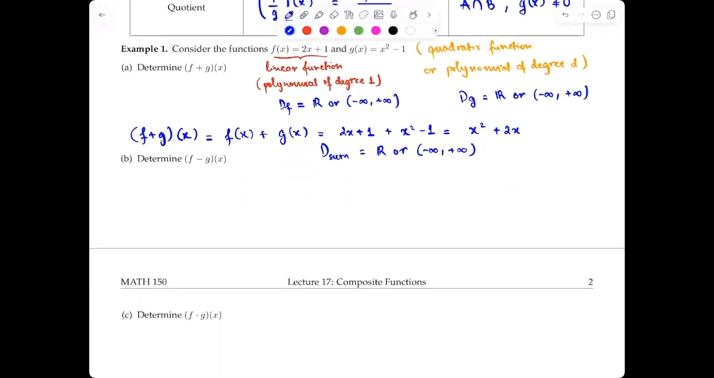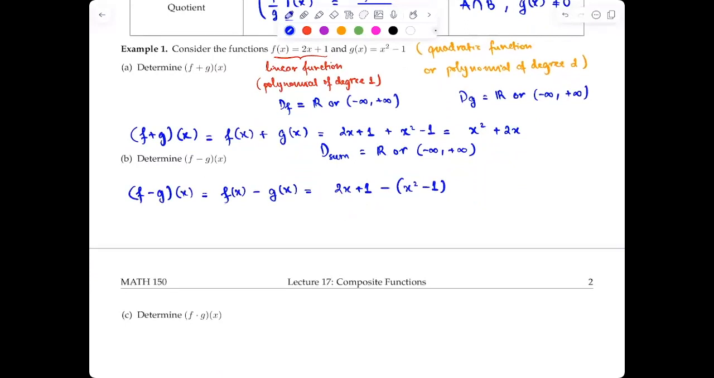Now part B is the difference function. So f minus g of x is equal to f of x minus g of x. So when you have a negative in place, be careful when you write the answer. So f of x is 2x plus 1 minus x squared minus 1. The x squared minus 1, I put that in parentheses because I have a negative sign in front of it.